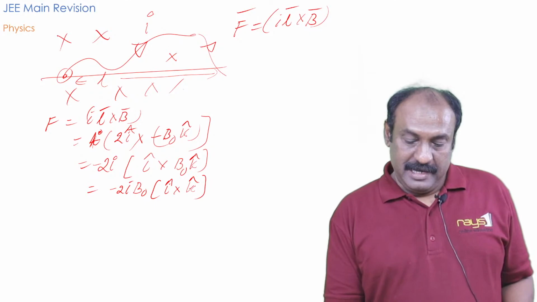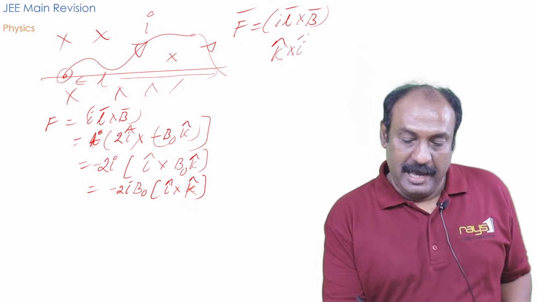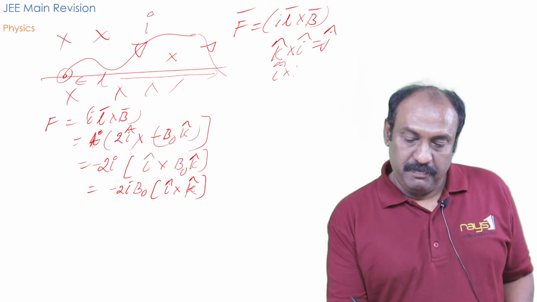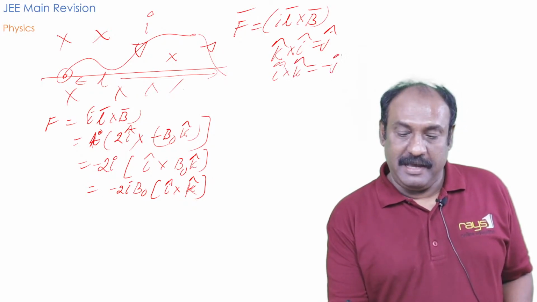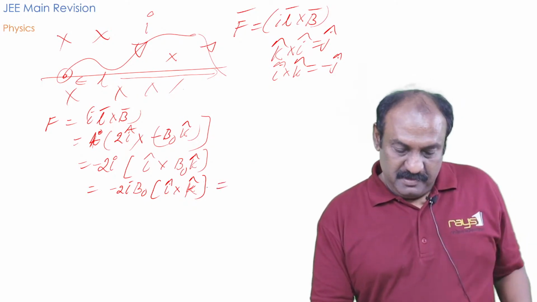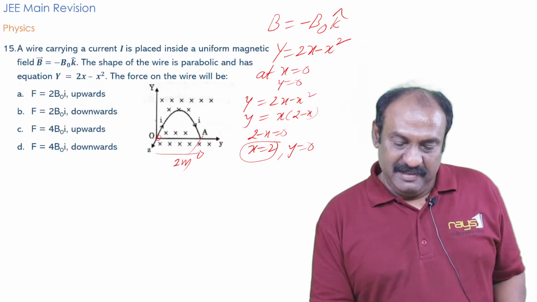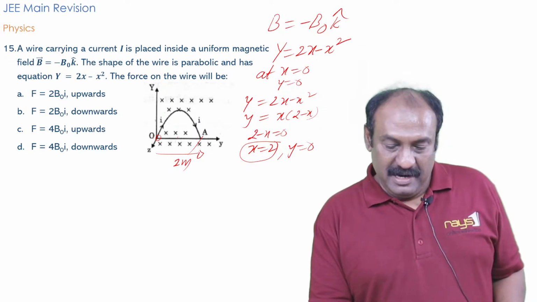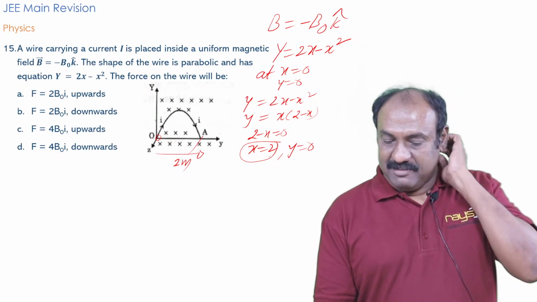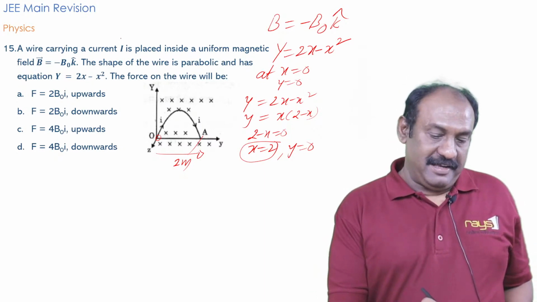What is i cap cross k cap? Actually we know that k cap cross i cap is equal to j cap. But here i cap cross k cap is equal to minus j cap. So minus into minus is plus. So therefore, what are the options here? So in this case, 2i bar is there along the x direction and B bar is minus B naught k cap, and the x value is 2, so L bar is 2i bar, and I have taken the current value as I.